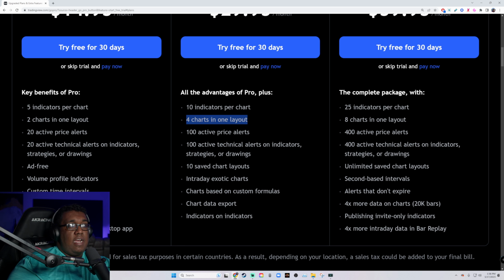Now, you can have 100 active price alerts. Again, I've never even come close to 20, so this doesn't matter to me, but it may to you. There's 100 active technical alerts. You guys may want to be using those, and we'll talk about what those are in the future. 10 saved chart layouts. This is great.